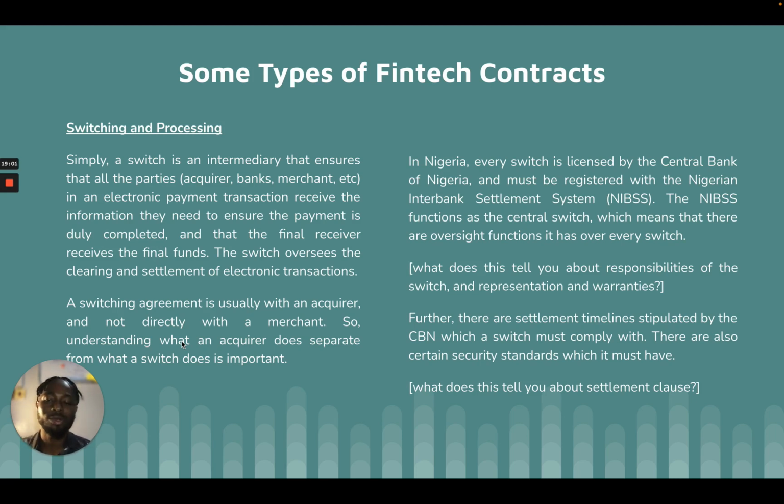So because the switch is up there, it's a senior man in the chain. So it's usually with the acquirer. Understanding what an acquirer does, separate from what a switch does, is very important, right? Now in Nigeria, every switch is licensed by the CBN, that's the Central Bank of Nigeria, and you have to be registered with the Nigerian Interbank Settlement System. Remember we spoke about them earlier.